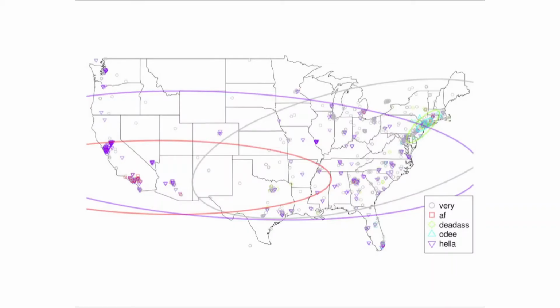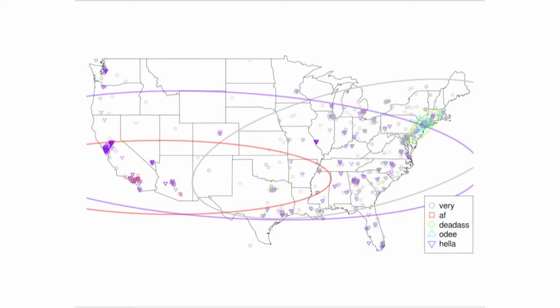All right, so here's another example. Here are five different intensifiers. These are words like very. AF is one that's used in Los Angeles. It means as fuck, so you use it in a postposition: I'm tired AF. For the New York area, there's one called dead ass, where you say I'm dead ass tired. And again, very specific distributions.